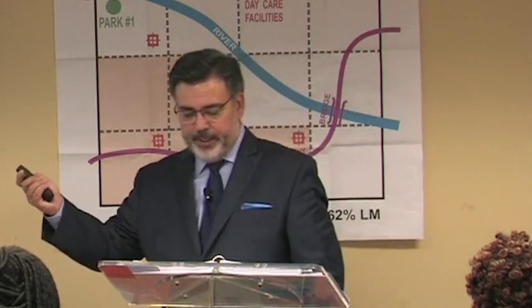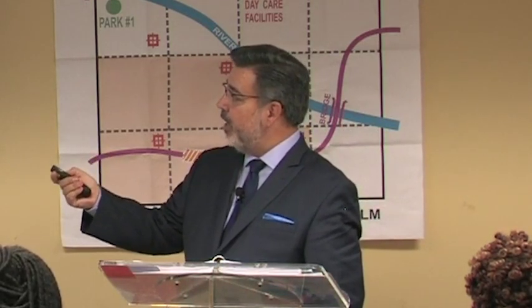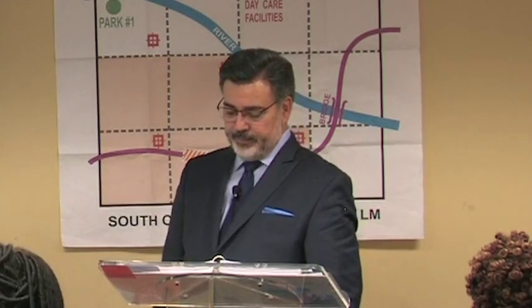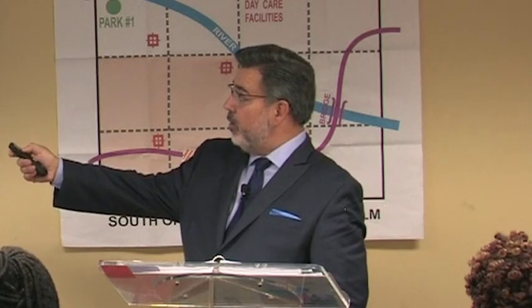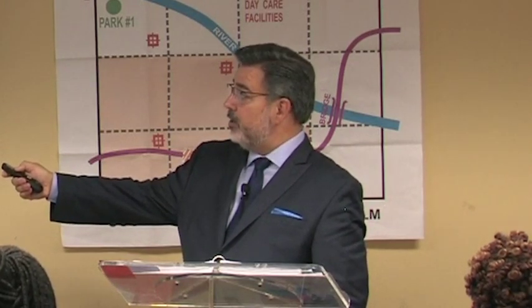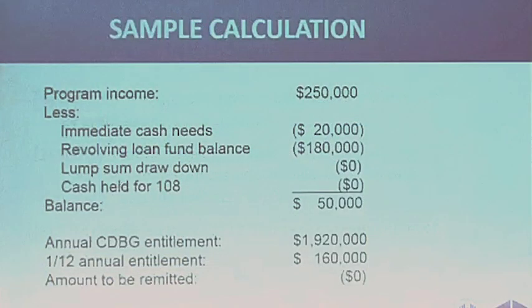So what would happen if, let's say, I didn't have a revolving loan account and this was 0. My total here would then be $230,000, right? How much would I have to return to HUD? $70,000, okay? Again, real simple math.